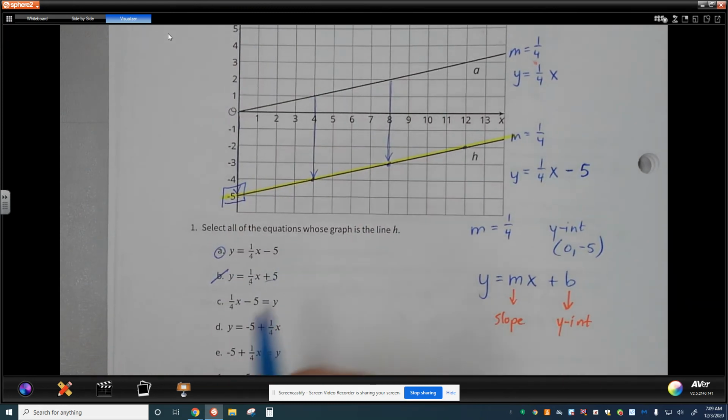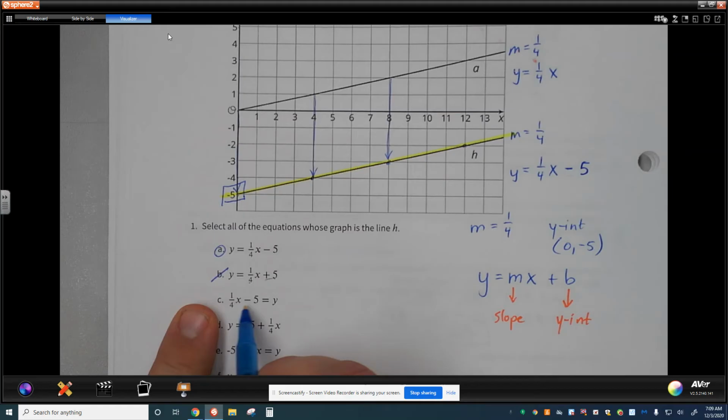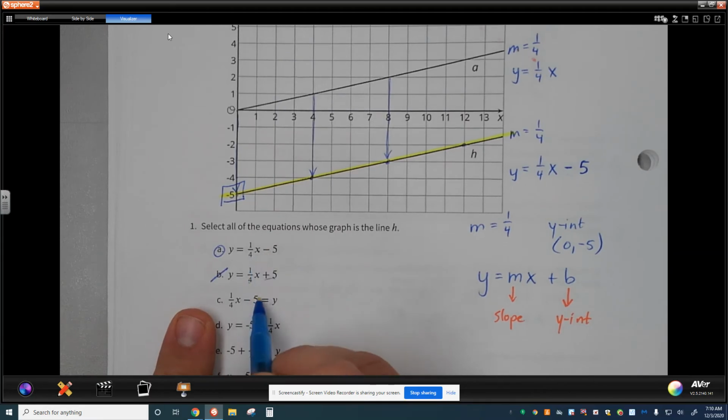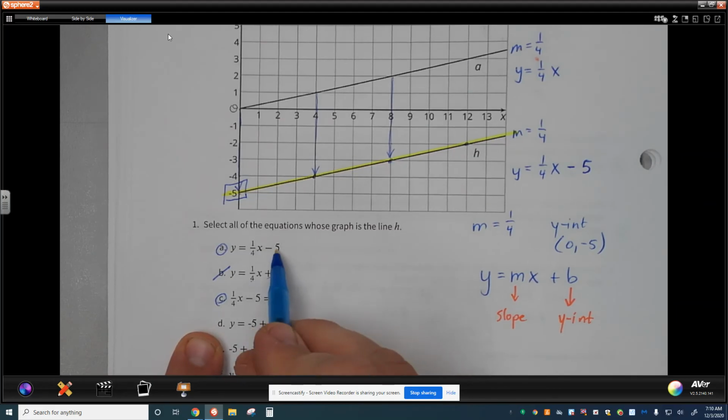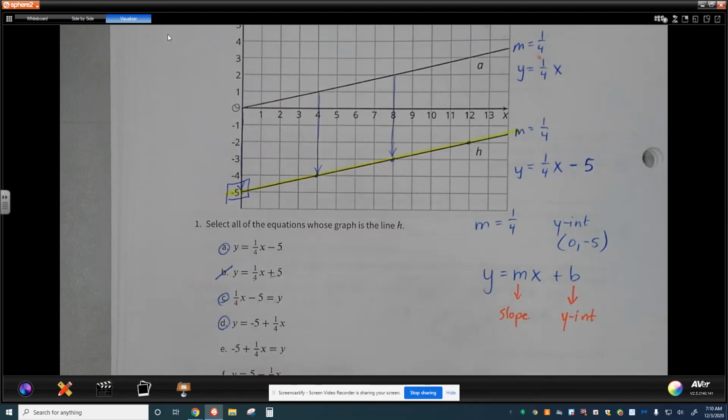That one's out. On letter C, it looks like they tried to trick us and put the y over here on the right. y equals 1/4 of x minus 5. That's the exact same equation as A, just with the y in another spot. Letter D looks like they did some more rearranging, but we see a -5 as a constant, just like we see right here, and a 1/4 as the coefficient of x. Letter D also represents the line.